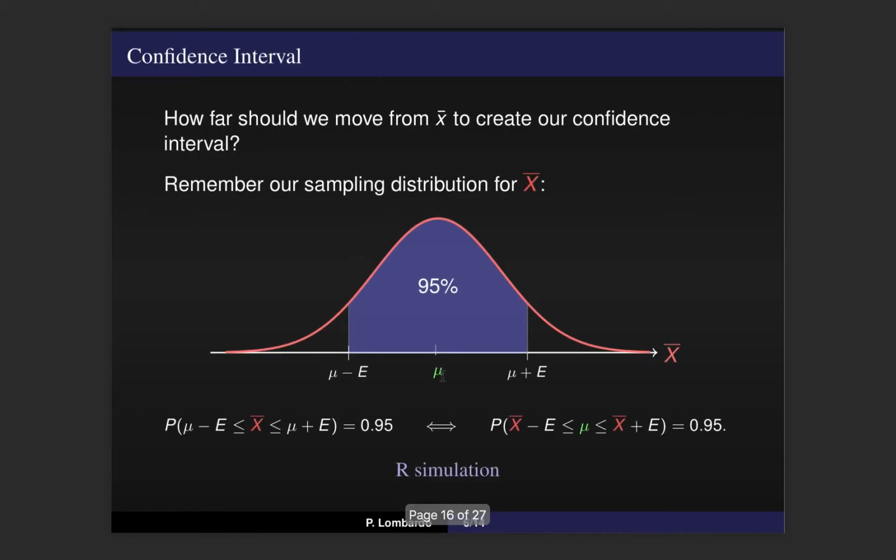Now, equivalently stated, what this means is that once we take a random sample and look at the sample mean, if we create an interval at x bar minus e to x bar plus e, 95% of the times, that randomly generated interval ends up containing the real population mean. Let's take a look at another simulation.